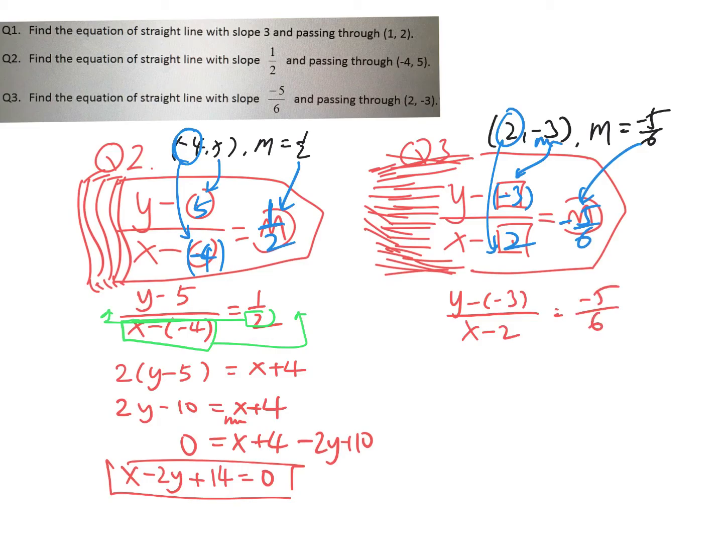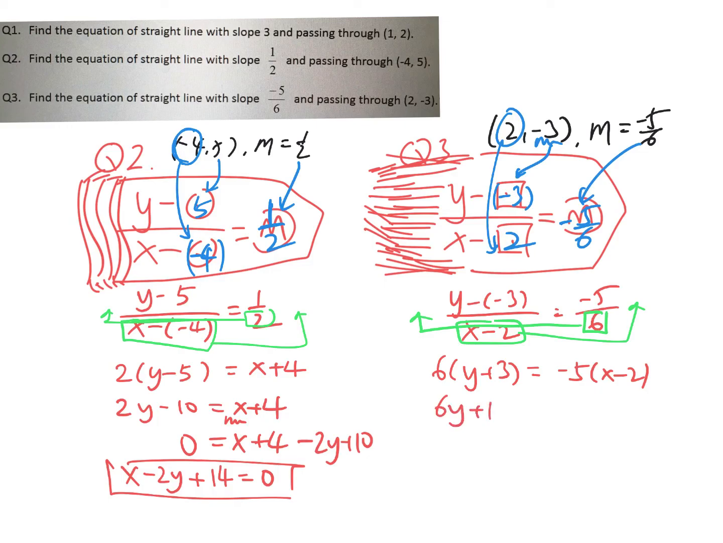Move the denominator, remember this one here, and be very careful that the negative follows the numerator. If you choose to follow the numerator, you just keep it there. Just the 6 moves to the left, and you will get 6y plus 3 is -5 times x minus 2.